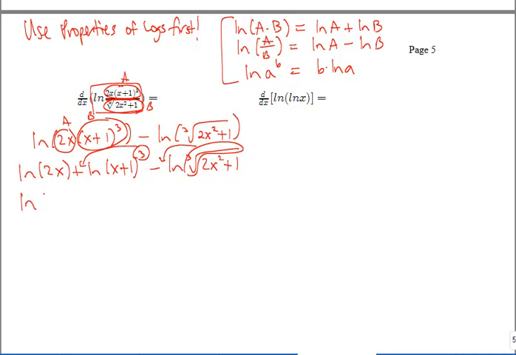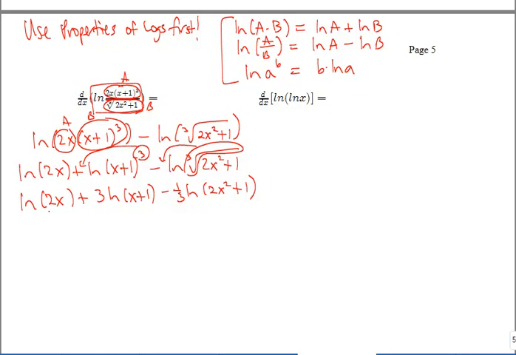So this becomes ln of 2x plus 3 ln of x plus 1 minus 1/3 ln of 2x squared plus 1. Okay, now you could, if you wanted to, break up this product 2 times x into ln of 2 plus ln of x. That would work fine. I'm just going to leave it as is because it's fairly simple to deal with right now.